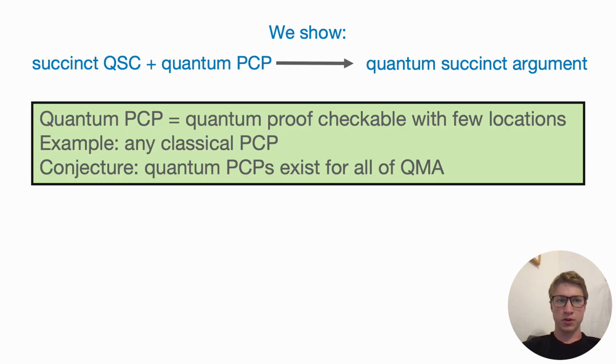In this work, we'll show that succinct QSCs plus quantum PCPs imply quantum succinct arguments. A quantum PCP for us just means a quantum proof that's checkable at a small number of locations. An example is any classical PCP, because a classical proof is in particular a type of quantum proof. And the quantum PCP conjecture states that quantum PCPs exist for all of QMA.